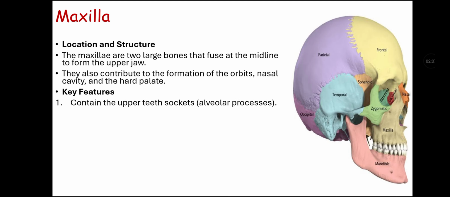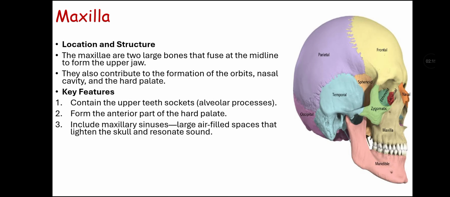Key features of the maxilla. They contain the upper teeth sockets, that is the alveolar process. They form the anterior part of the hard palate. They include maxillary sinuses, that are large air-filled spaces that lighten the skull and resonate sound.